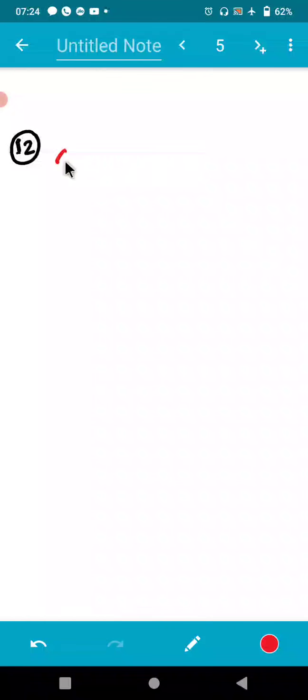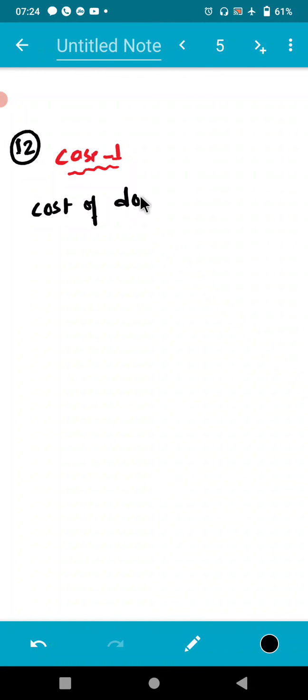In case 1, cost of dozen pen is given equals to rupees 180. Now we need to find out what is the cost of one pen.